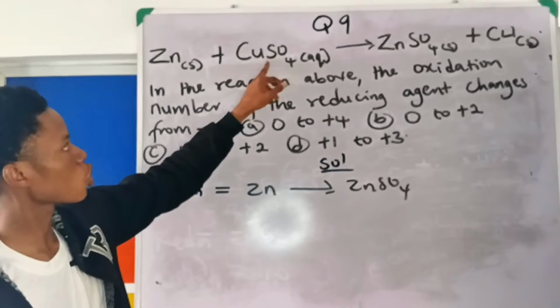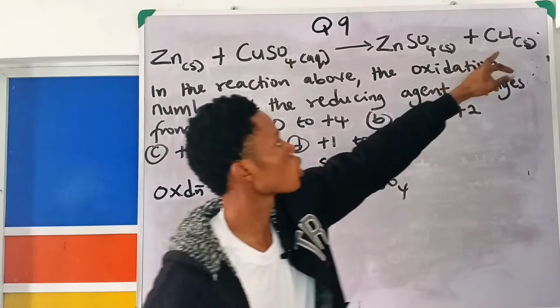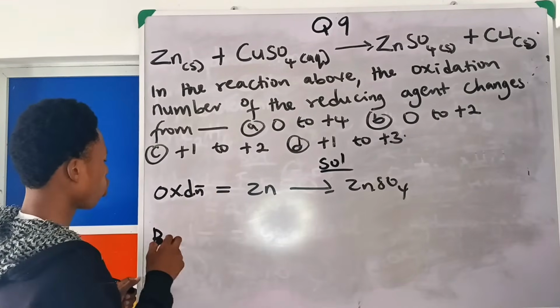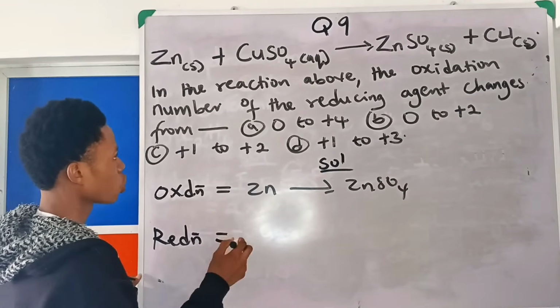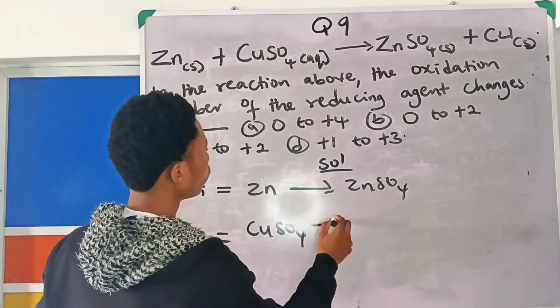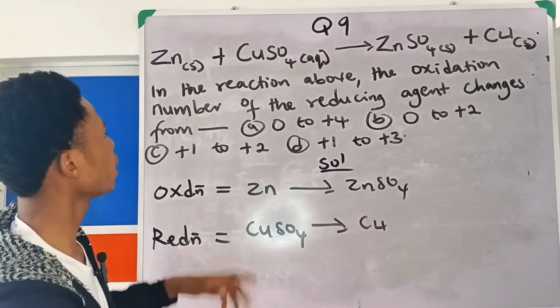Now look at this one, copper sulfate. Is there oxygen with copper here? Yes, there's oxygen. Is there oxygen here? No, there's no oxygen. So you agree with me that removal of oxygen is what? Reduction. So the reduction equation is copper sulfate to give copper.